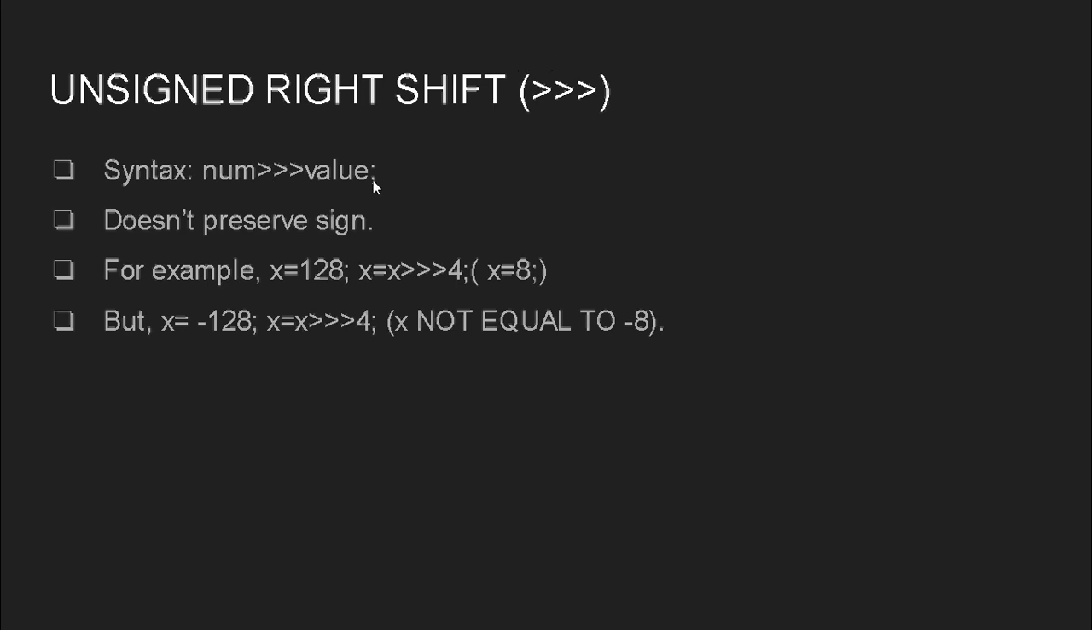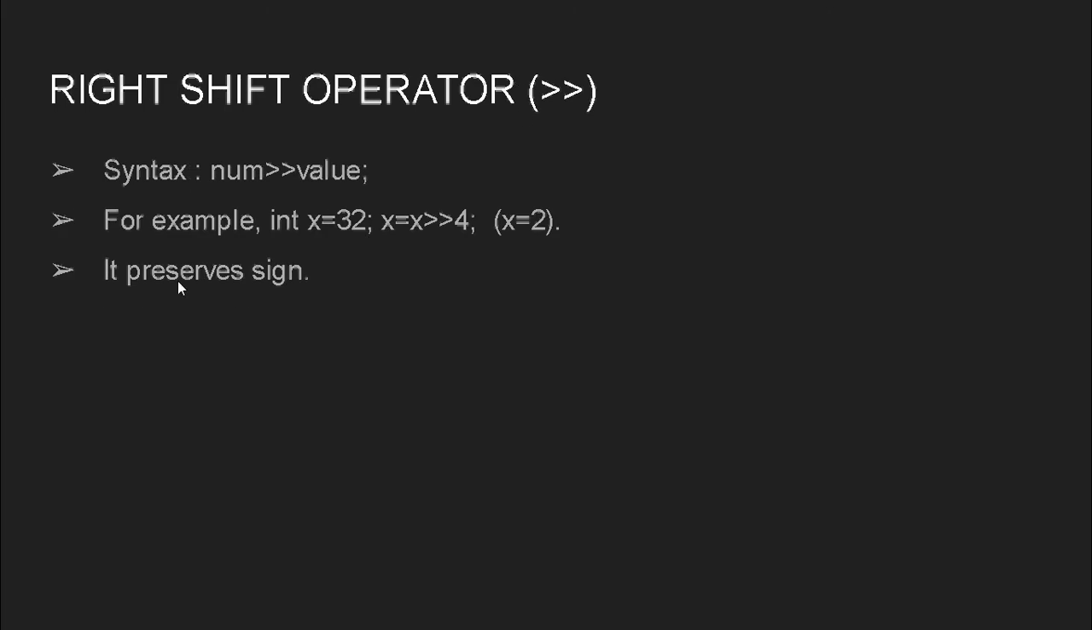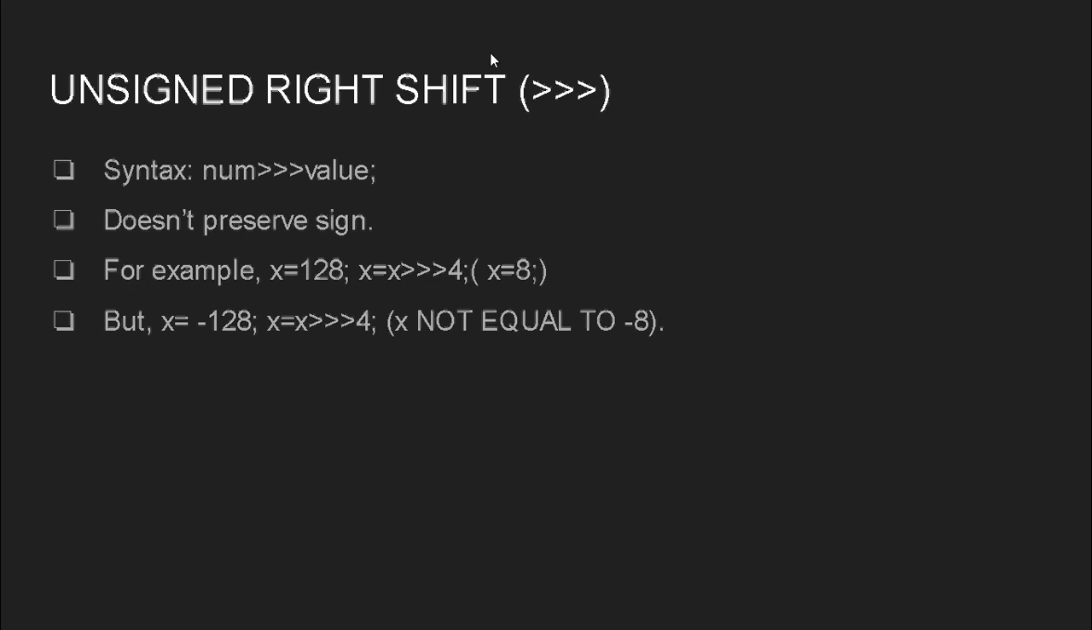Now here the difference comes into the picture. It is not going to preserve the sign. This operator is going to preserve the sign, but that operator is not going to preserve the sign. So for example, here I'm writing x equals 128. I am shifting x 4 times to the right hand side. So here the output is going to be 8. The same concept is being followed. Now I'm not going to convert 128 to binary, so you can do that from your end. You need to research how to convert binary to decimal and how to convert decimal to binary.